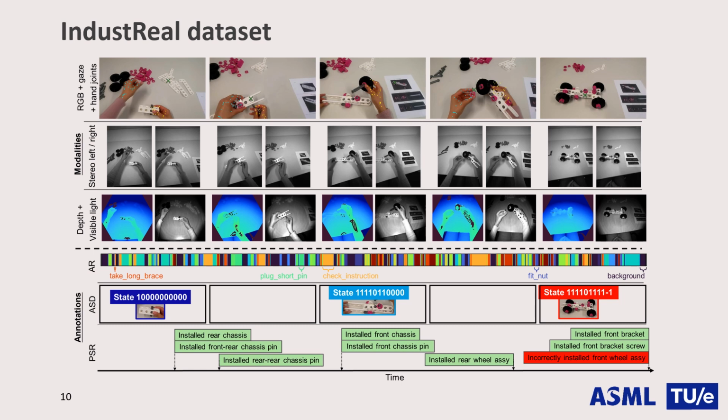This figure shows an overview of a sample from the IndustReal dataset. We can see the different modalities. On top, we can see the RGB plus the gaze and the hand joint detection. We can see the stereo left and right images, and we can see the depth and visible light sensors. Below that, we can see the annotations, and we can see that we have annotations for action recognition, assembly state detection, and procedure step recognition.